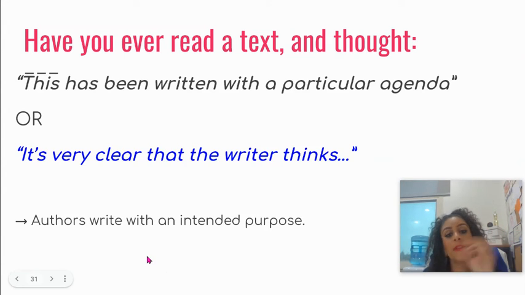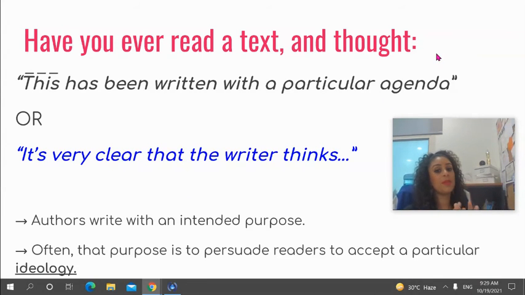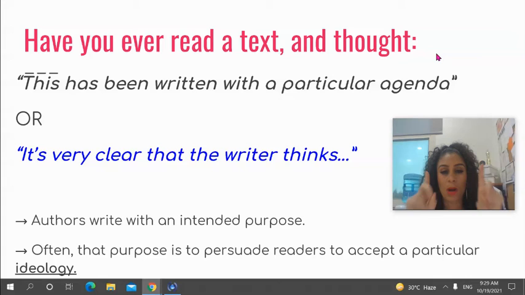There's always a point that they're trying to get across to us in non literary texts, okay? And often that purpose is to persuade readers to accept a particular, what we call, ideology. Write down the word ideology if you've never heard of it before, and even if you have, I want you to write it down because that's the first important point that we're going to look at today.